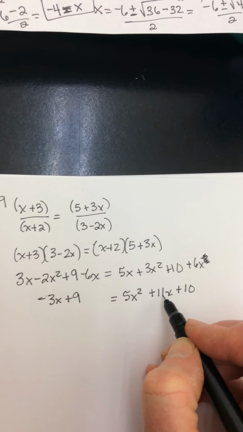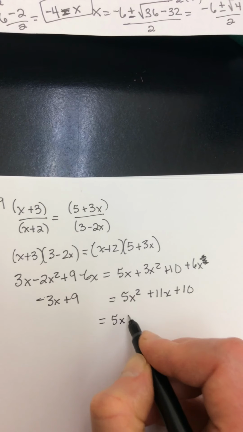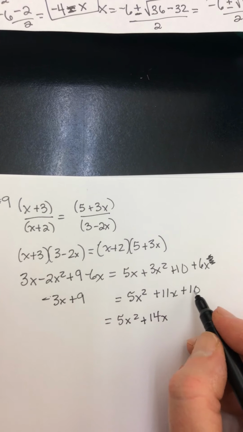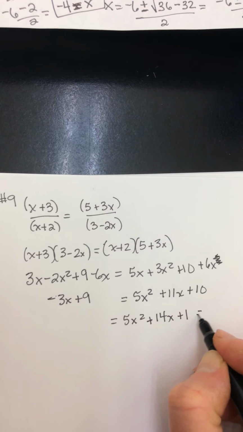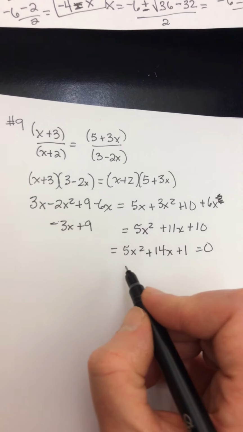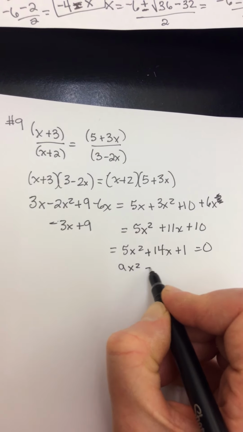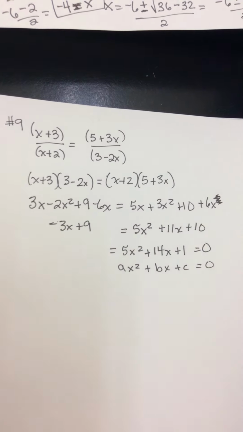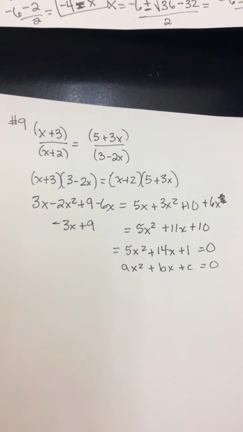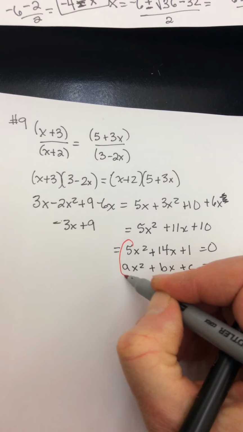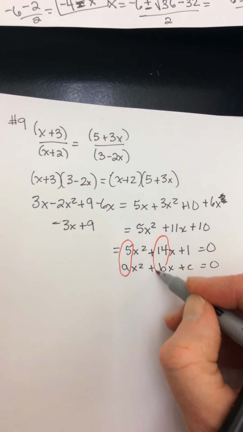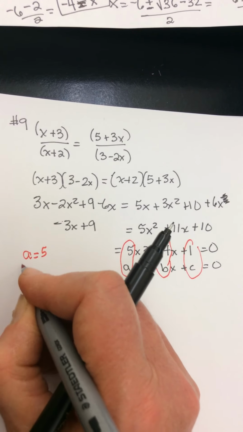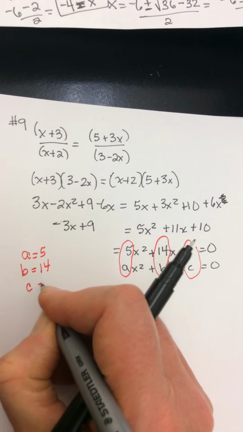So now we're going to bring our 3x over, it becomes plus, so it'll be 5x squared plus 14x. And we're going to bring our 9 over and subtract it, so this will be plus 1. And that'll be equal to 0. So there's our quadratic equation. And remember, it needs to line up with ax squared plus bx plus c. So that means then that a is 5 and b is 14 and c is 1. So a equals 5, b equals 14, c equals 1.